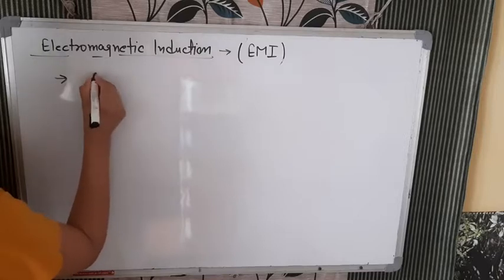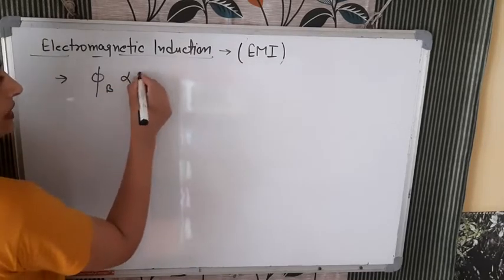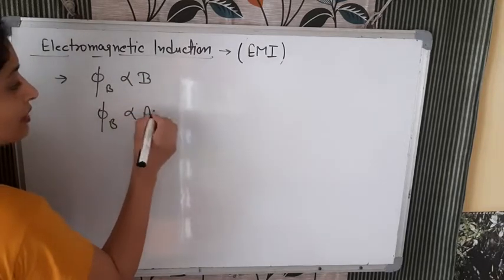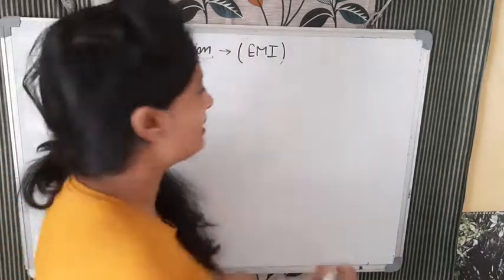See, first factor मैंने बोला जो phi b है ना, magnetic flux, it depends on B, directly proportional. It depends on area also. If you will increase it, it will increase. Now the third factor is the theta. Theta, how will it be theta?